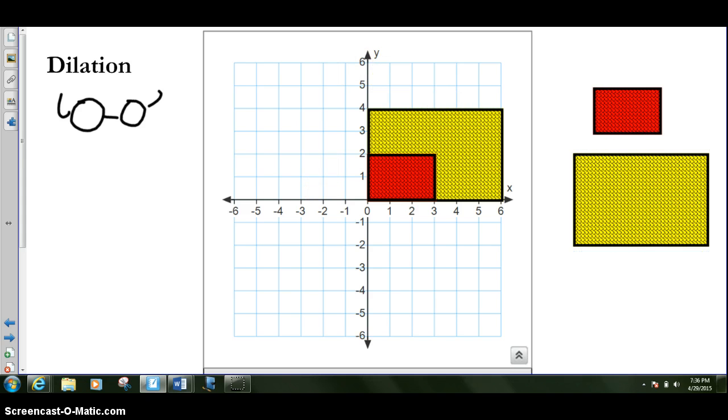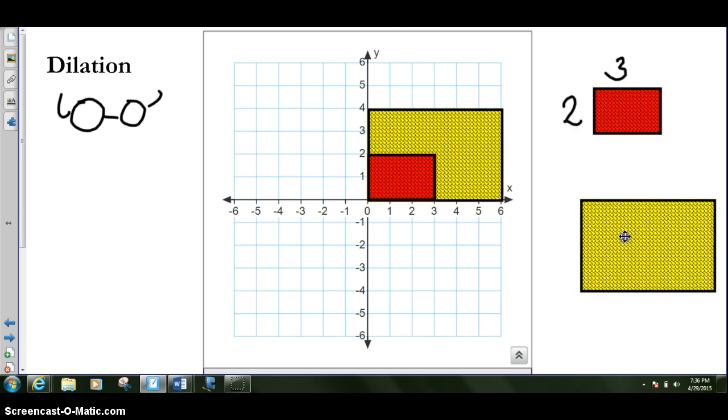We can begin analyzing this by looking at the length and the width of each rectangle. Now the red rectangle has a length of 3. You can look over on the coordinate plane and see it's 3. And it has a width of 2. Now we look at the yellow. The yellow rectangle has a length of 6 and a width of 4.